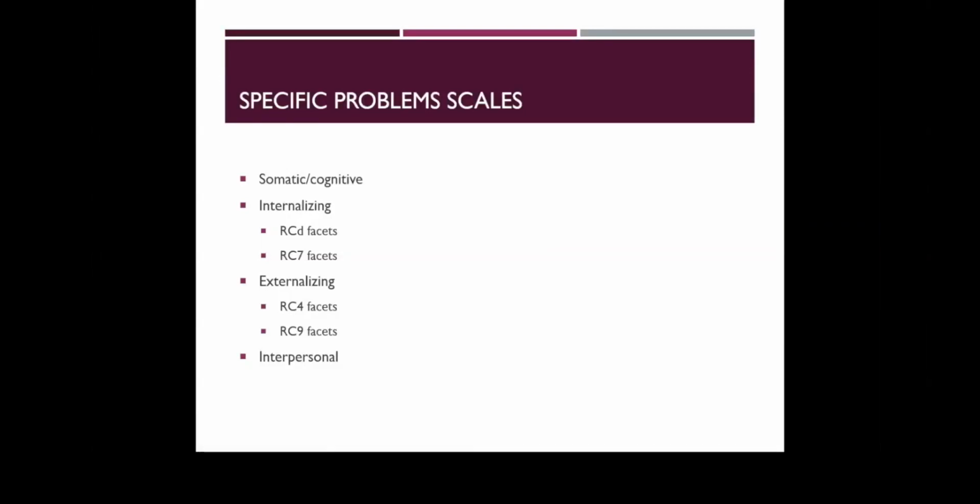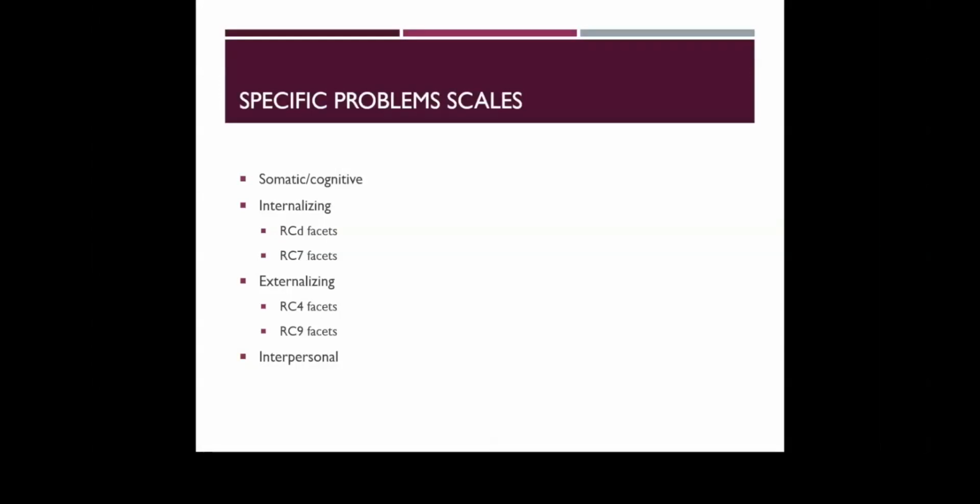Mostly, they certainly can facilitate the interpretation of elevations on the RC scales because of that broad pattern of empirical correlates. And the overall pattern of elevations on these can help you with interpretation. But they fall into domains that you might expect, as well as two that aren't reflected in the higher order scales, or the clinical scales per se. There's the somatic cognitive domain. RC1 is a piece of that, but not all of it. There's the internalizing domain, and so there are facets that go with demoralization and facets that go with RC7. The externalizing domain, there are facets that go with RC4 and facets that go with RC9. And then there's the interpersonal specific problems domain that don't really have a clinical scale necessarily that go with them.